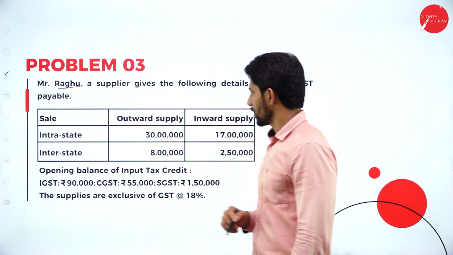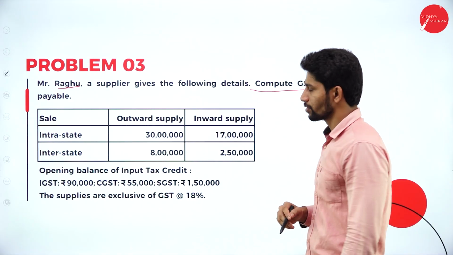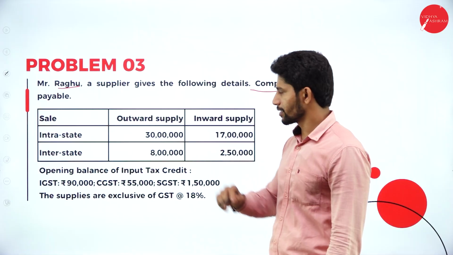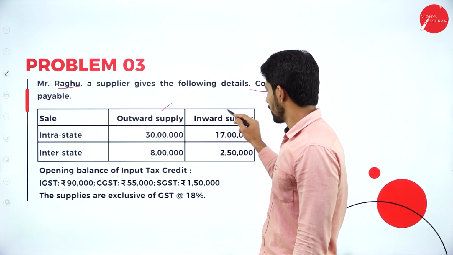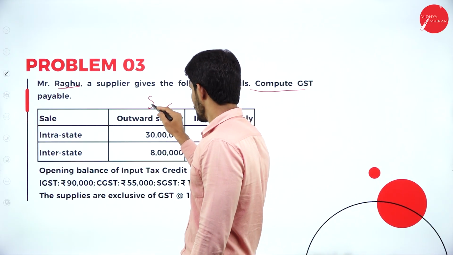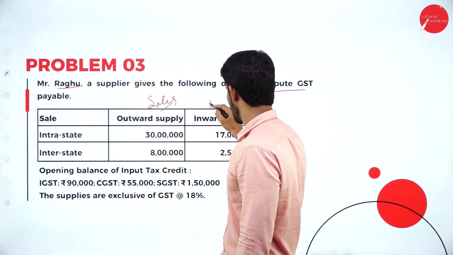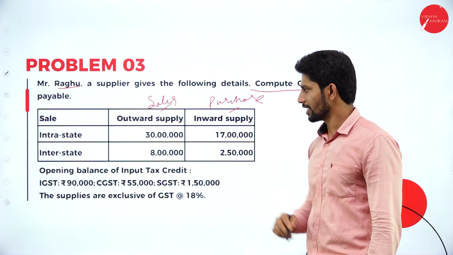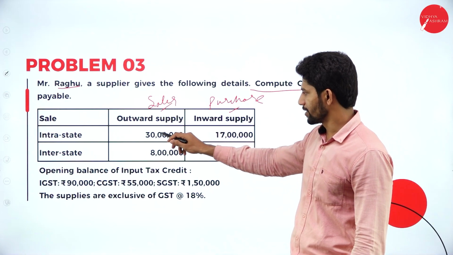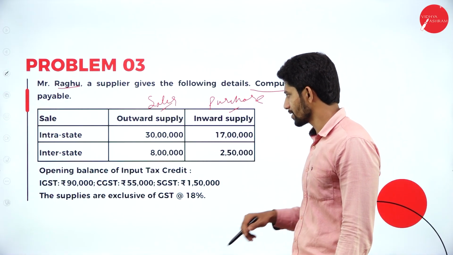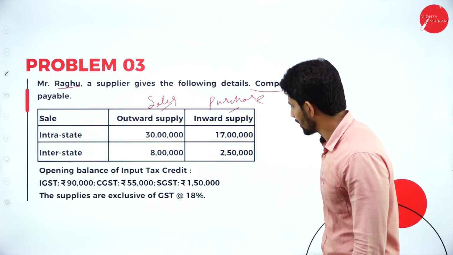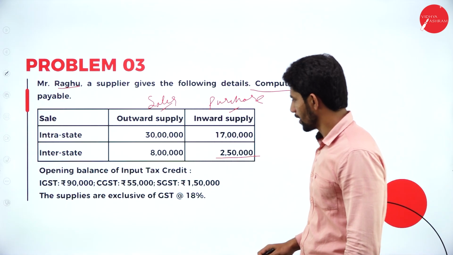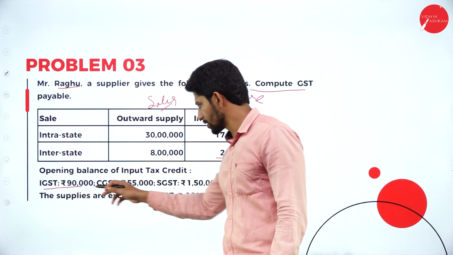Mr. Raghu, a supplier, gives the following details. Compute GST payable. Sales intrastate and interstate with respect to outward, and inward with respect to purchase. It is given: intrastate outward supply sales is 30 lakhs, purchase is 17 lakhs. Interstate sales is 8 lakhs and purchase is 2 lakh 50,000. And the opening balance of ITC, that is input tax credit, is given.